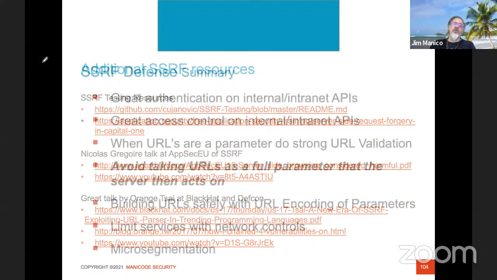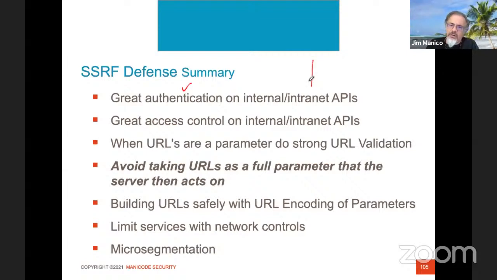A few notes. You want great authentication on all of your backend APIs. You want great access control on your backend APIs. And if you have a parameter that's a full URL that your server acts on, do strong URL validation. Also, try to avoid taking a parameter that's a full URL that your server then acts upon. That was a bad design at Capital One. And when you're building a URL for a microservice request, build it safely with URL encoding of added parameters.